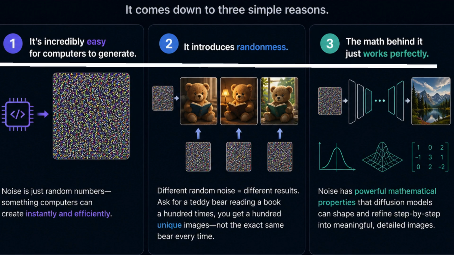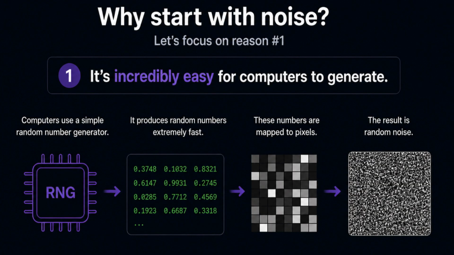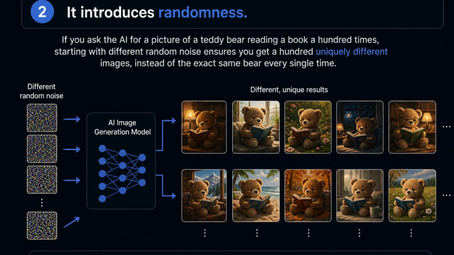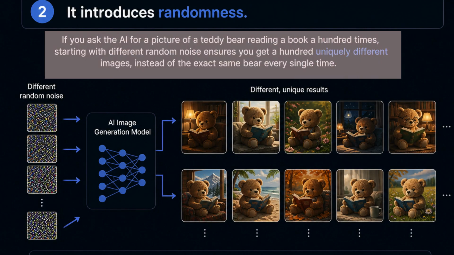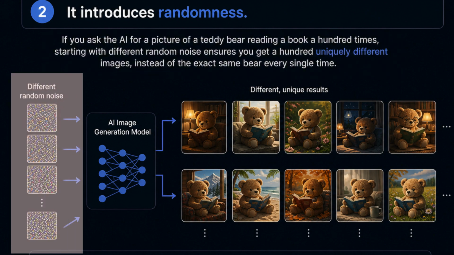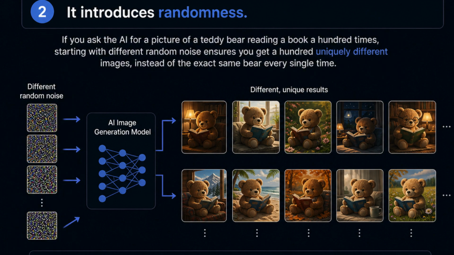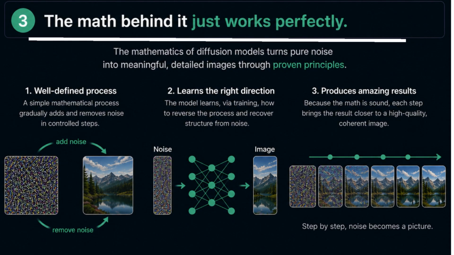But why start with noise? It comes down to three simple reasons. First, it's incredibly easy for computers to generate. Second, it introduces randomness. If you ask the AI for a picture of a teddy bear reading a book 100 times, starting with different random noise ensures you get 100 uniquely different images instead of the exact same bear every single time. And third, the math behind it just works perfectly.